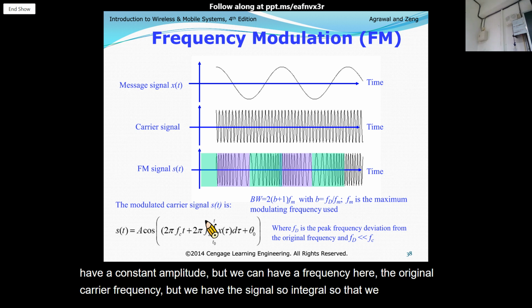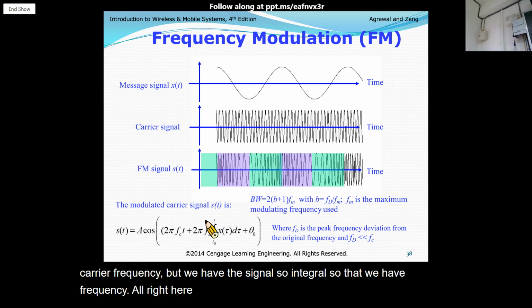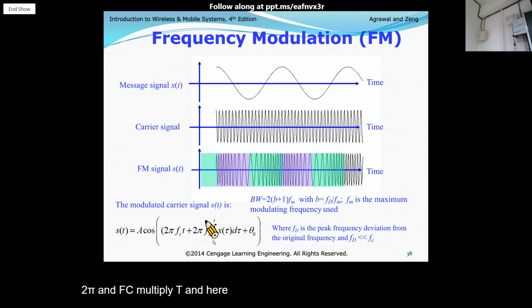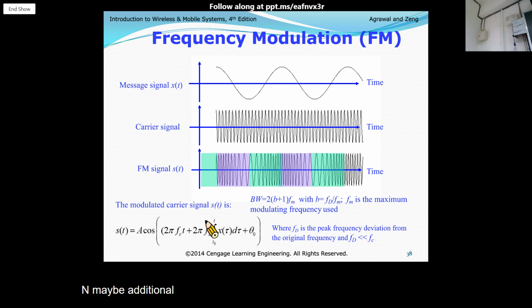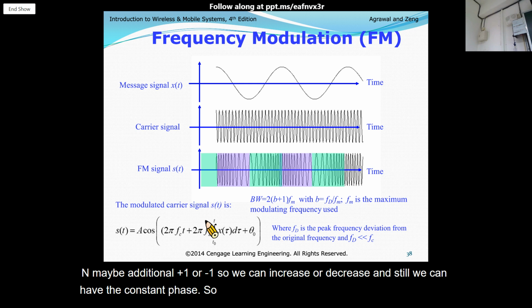Why do we have a frequency here? Because 2 pi fc multiplied by t, and here we have a t as well. Here we have the 2 pi and maybe an additional positive or negative term. So we can increase or decrease. And still we can have the constant phase. So this one means constant phase.